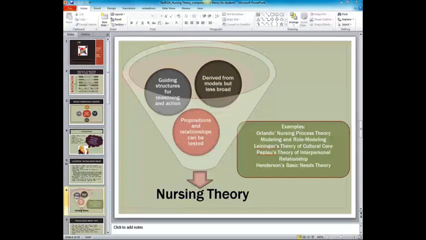And also the propositions and relationships can be tested. So while still not super easy to do research on, the theories will provide the basis for nursing research. And some are the nursing process theory, modeling and role modeling theory, Leininger's theory of cultural care, which you probably all have heard of, Peplau, you all are already using, whether you know it or not. You've been using it since Dr. King talked to you about therapeutics and therapeutic communication, and then Henderson's 14 basic needs theory.